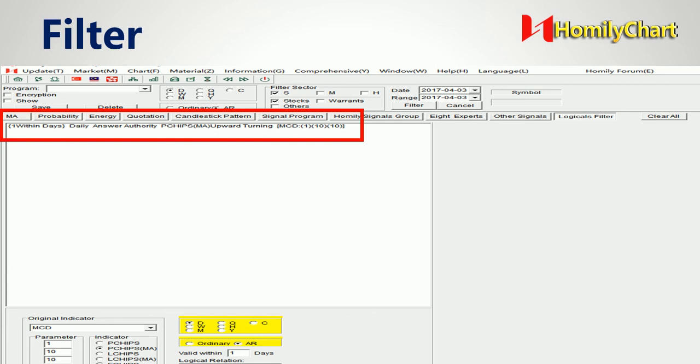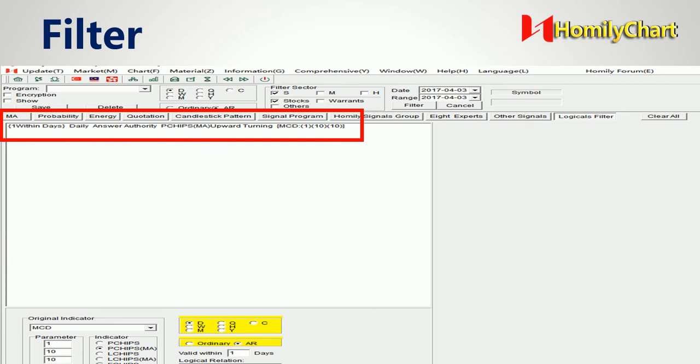multicolor dragon, change to the logical filter, then change the original indicator to the MACD, okay? Then you can check the parameter. Change to 1. So we can see the next one, the 1 day's moving average of profit chips, upward turning. Why do I use this one to select?